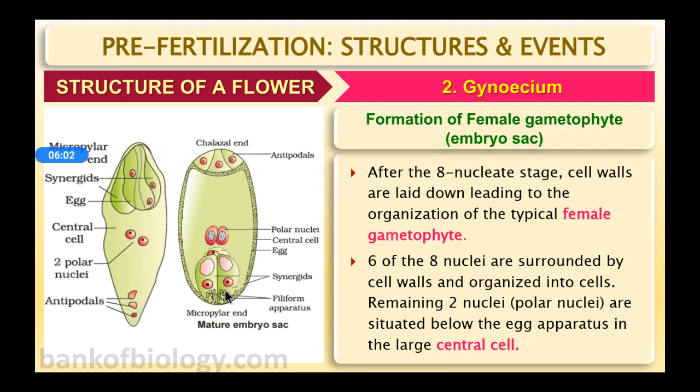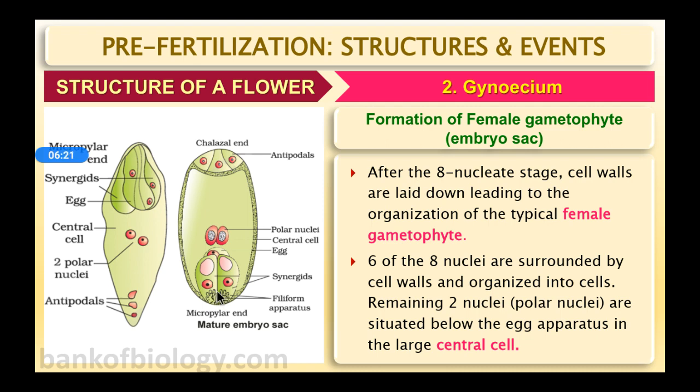These two synergids degenerate and do not play much role in fertilization, and the egg is very important. The egg plays a very important role in fertilization. And here you can see a thickening near the micropylar end, this region.